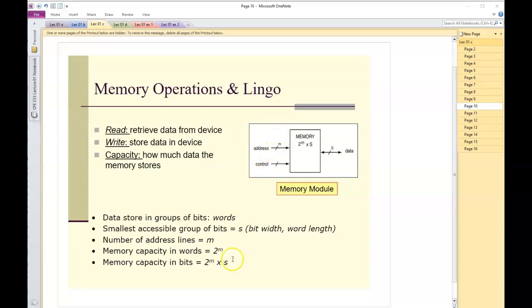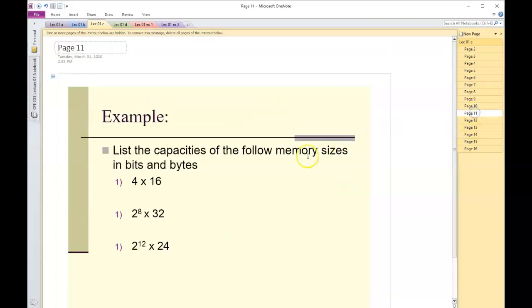The total capacity in bits of any memory is 2 to the number of address lines times the word length, and S here is the word length. Okay. So this is just a chunky example here. I didn't get the numbers right. That somehow passed me by.